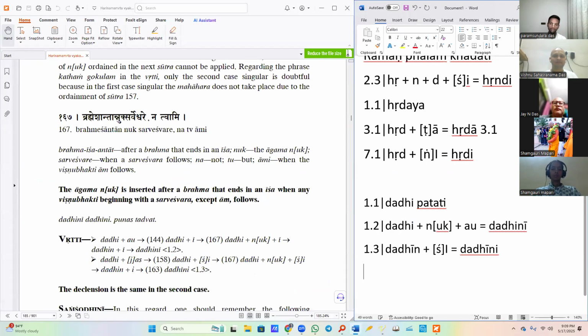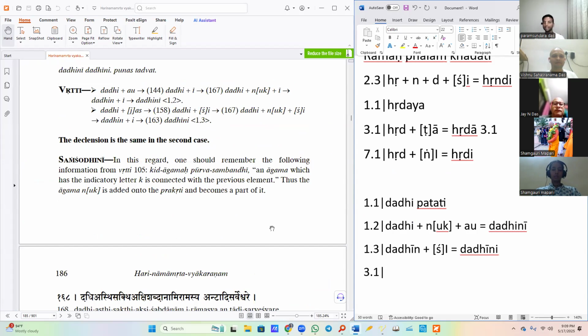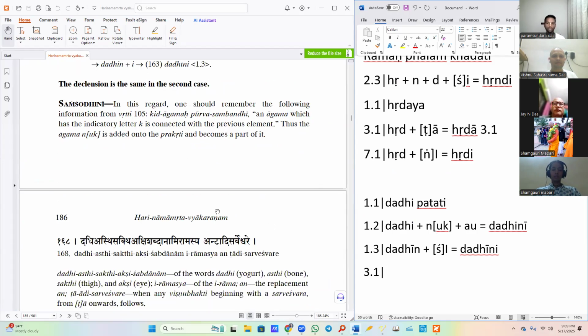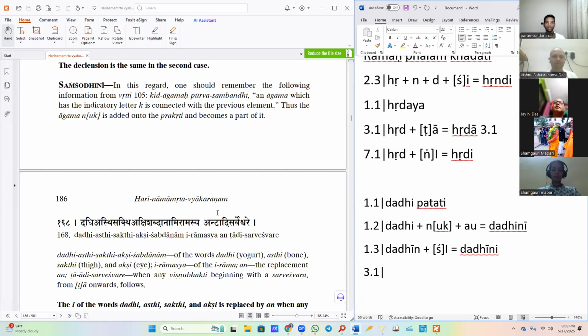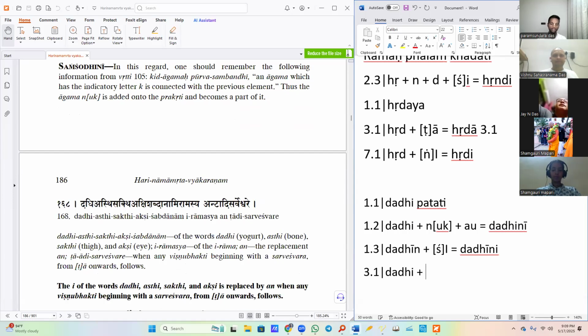Okay. So we will do until 2.3. Then 3.1. The second case is same like the first one. Same the dhini, the dhini. Then 3.1, dadhi plus ta.